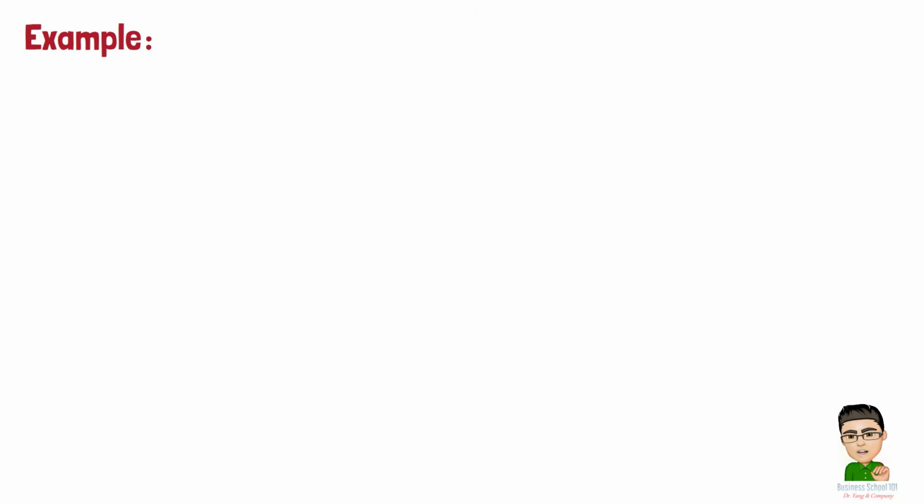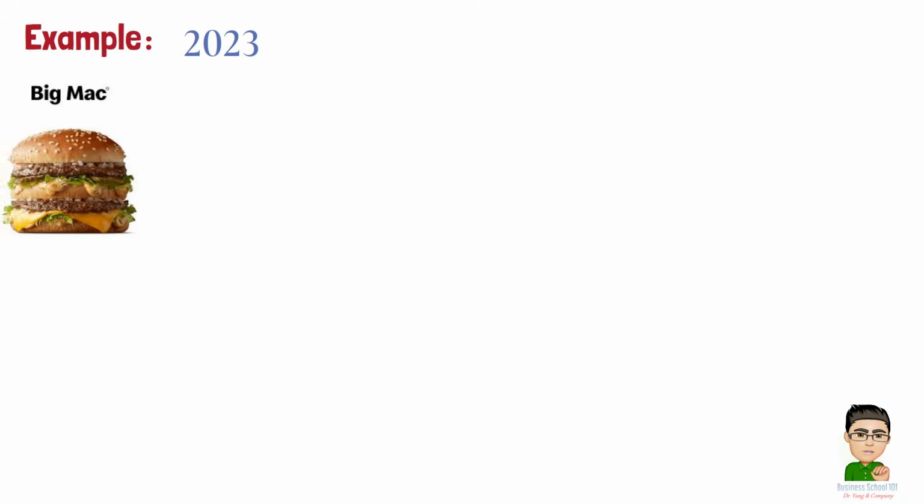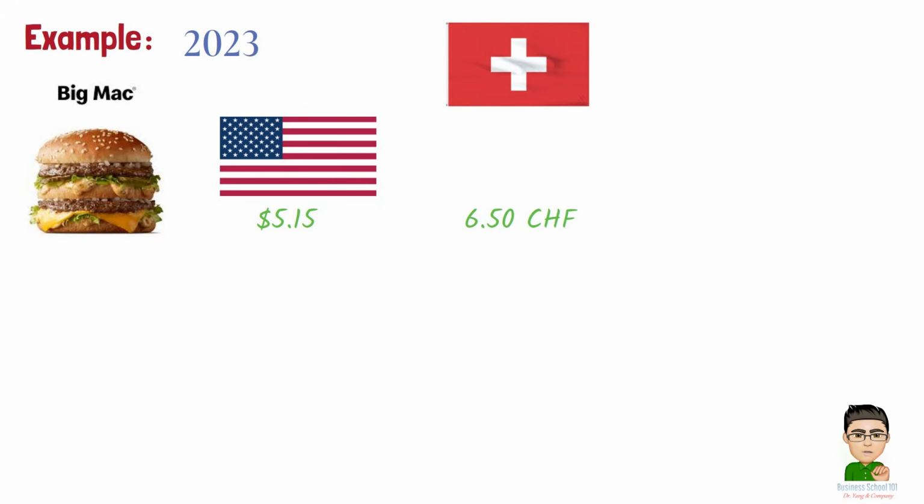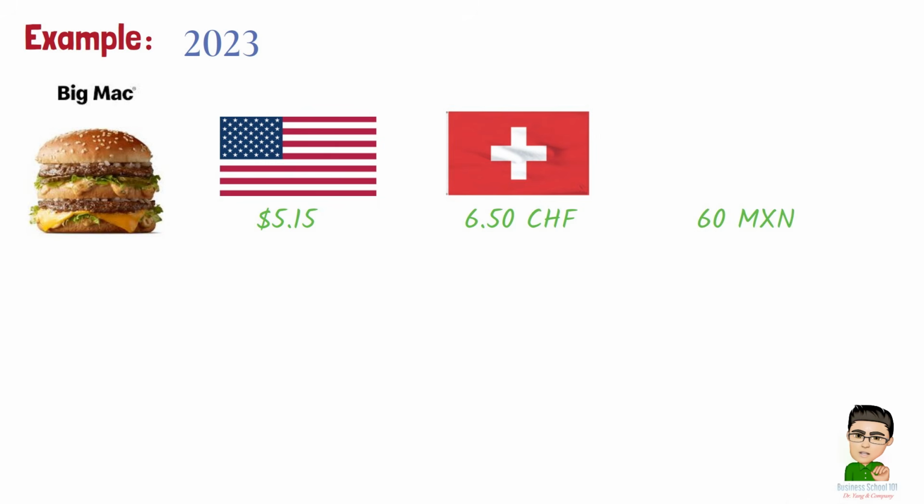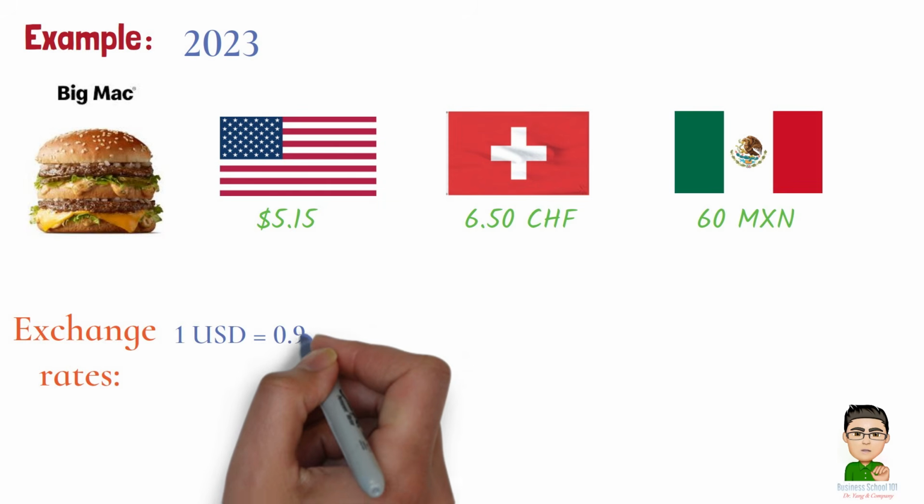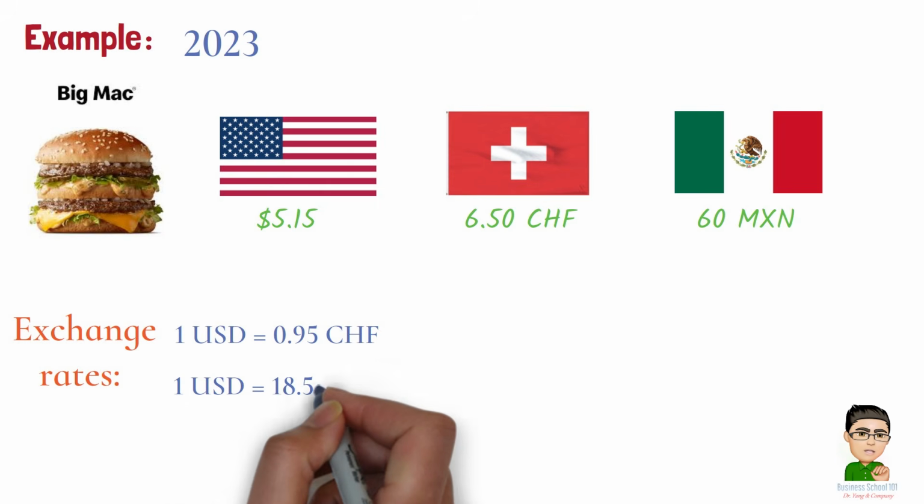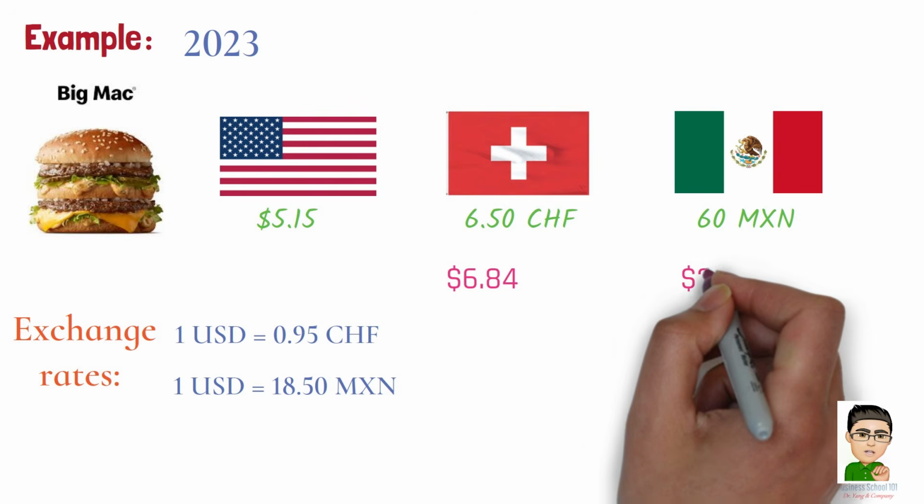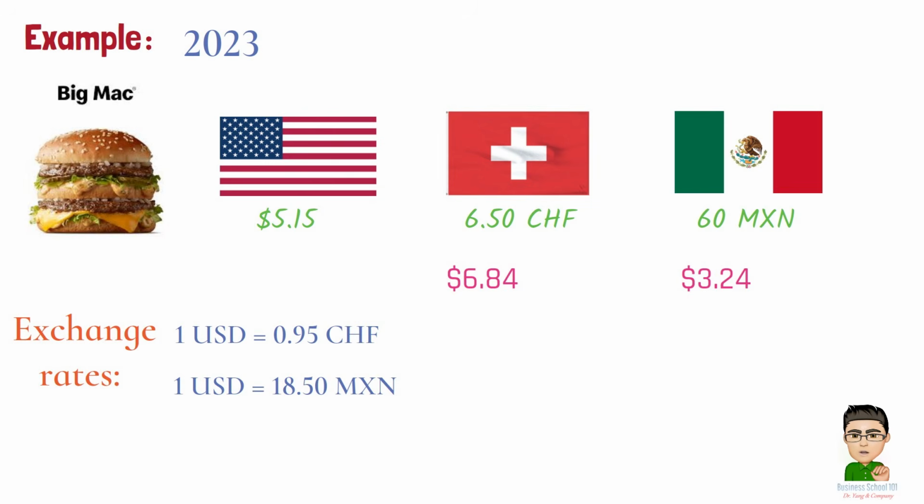For example, in 2023, the price of a Big Mac is $5.15 in the US, 6.50 Swiss francs, CHF, in Switzerland, and 60 Mexican pesos, MXN, in Mexico. Using the exchange rates of $1 equals 95 rappen and $1 equals 18 Mexican pesos and 50 centavos, the Swiss price converts to $6.84, while the Mexican price converts to $3.24. This suggests that the Swiss franc is overvalued, as a Big Mac is more expensive in Switzerland, whereas the Mexican peso is undervalued, as the Big Mac is cheaper in Mexico.